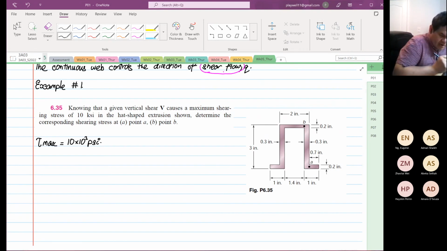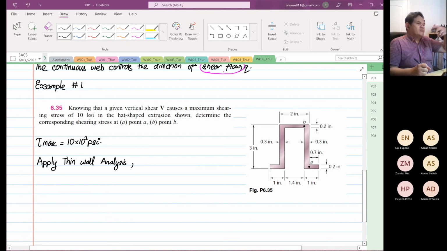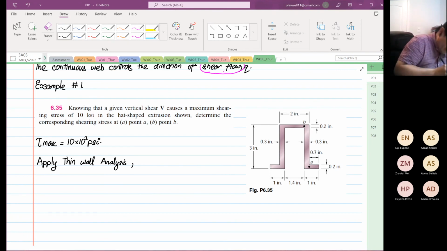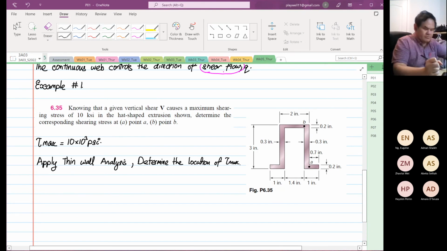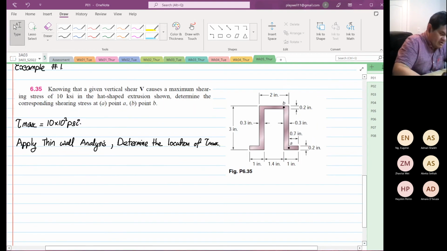So the thing to consider is we are going to apply thin wall analysis for this case. But while applying thin wall analysis, we need to determine the location of tau max. Okay, so this is pretty tricky, and I will explain to you why this is a pretty confusing problem.